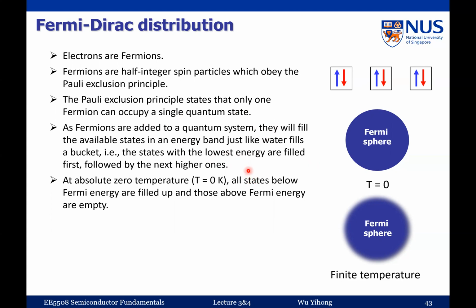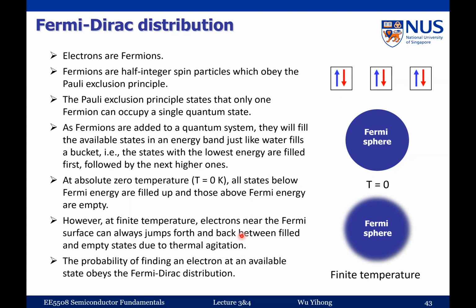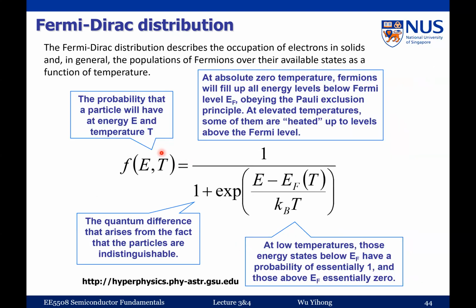And when you fill up this K space, you always fill up from the smallest energy first, right? Eventually, after you use up all the electrons, you stop there. That is basically the Fermi surface, and at 0 temperature this is already explained. So now the distribution: the probability for an electron to occupy a certain energy level at a certain temperature is given by this Fermi-Dirac distribution.